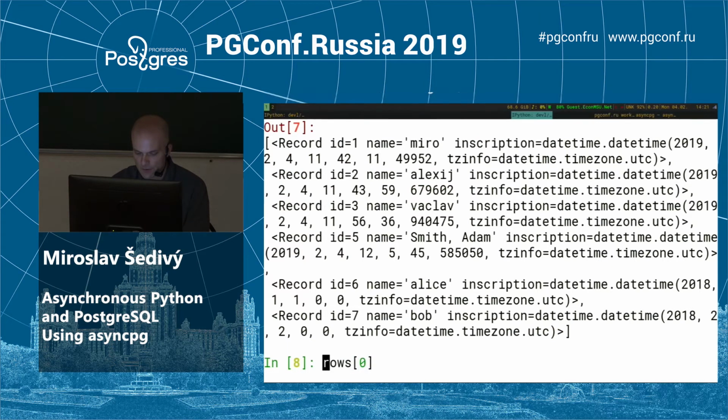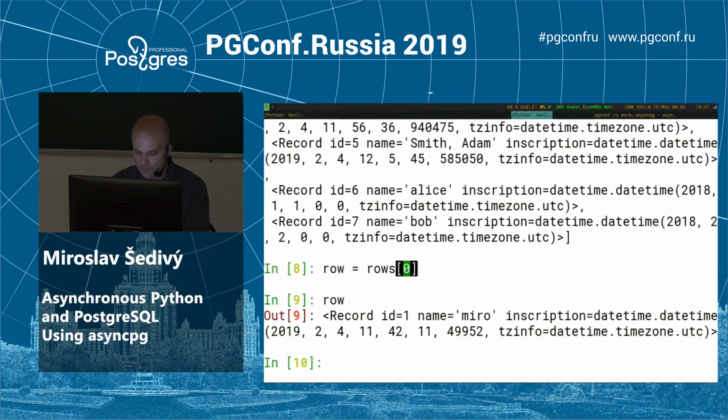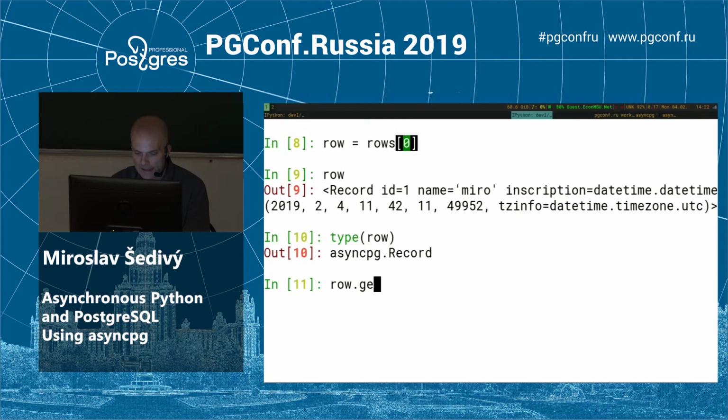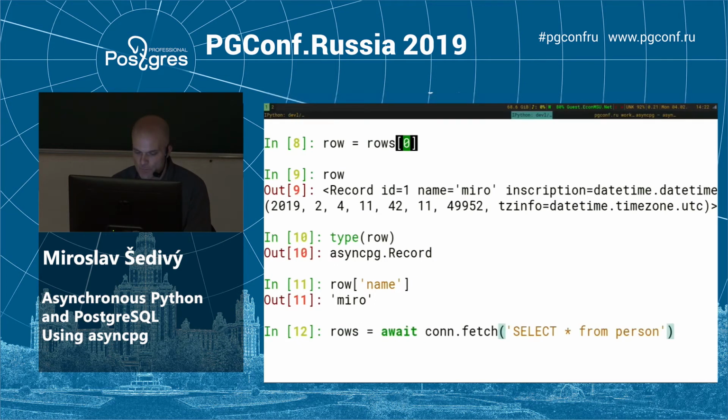Now let's take the first row. In Python, the arrays start with 0. It is an asyncpg record. And now I can ask for those fields. Yeah. Okay. Any questions?